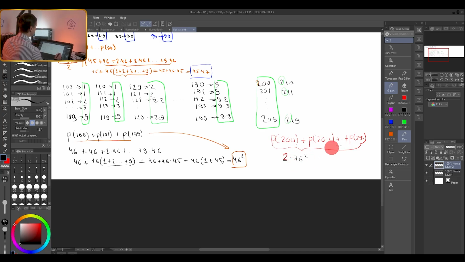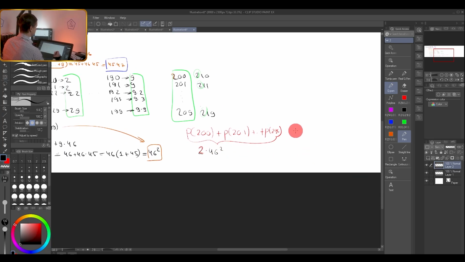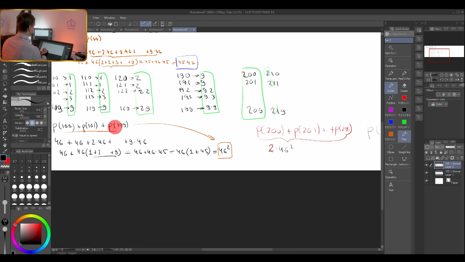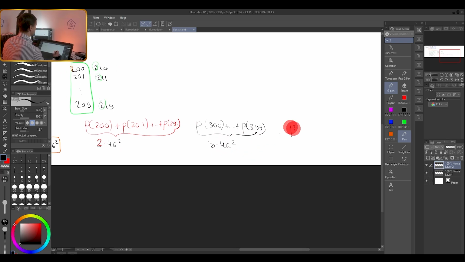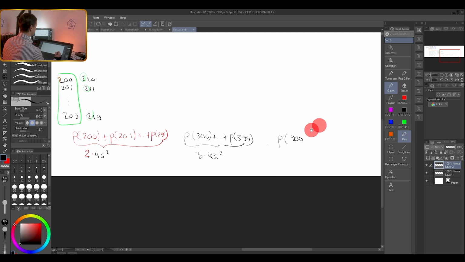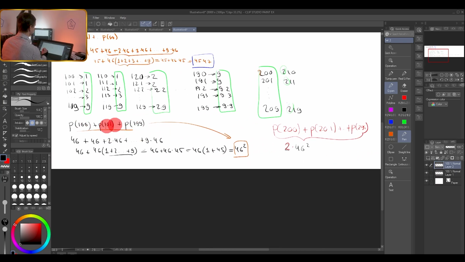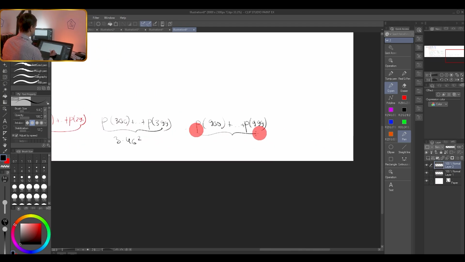And of course, for other sums, like for the sum, for example, p of 300 plus and so on plus p of 399, it will be 3 times larger than this sum because of the contribution of 3. And this sum will be equal to 3 times 46 squared. And eventually, the last sum, p of 900 plus and so on plus p of 999, will be exactly 9 times larger than this sum because of the contribution of 9 on the first place. So it will be 9 times 46 squared.